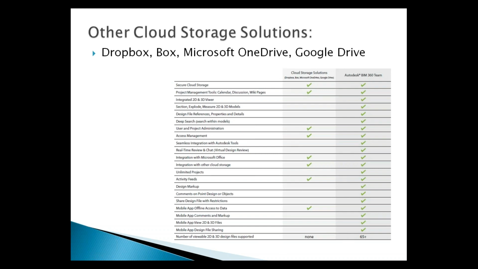So some other cloud storage solutions that people have used in the past or maybe are currently using are Dropbox, Box, Microsoft OneDrive, Google Drive. And you can see in the chart here that BIM 360 Team can do everything that those cloud storage solutions can do, but we also have more options because these are designed to work with Autodesk products. So your software that you use for designing, AutoCAD, Civil 3D, Revit, and other products, you can view those designs in this cloud storage solution as well.